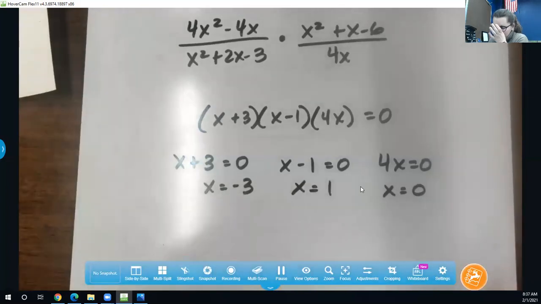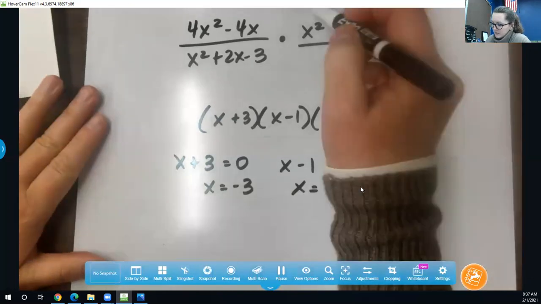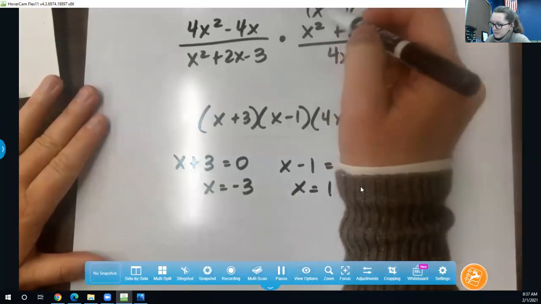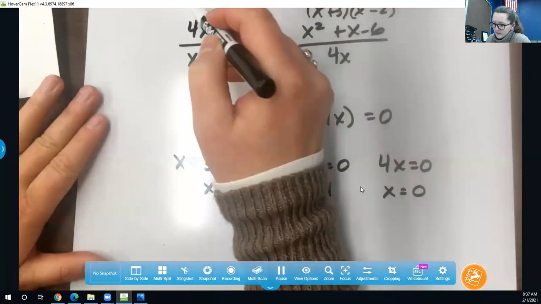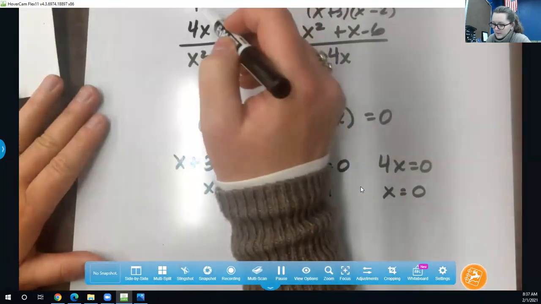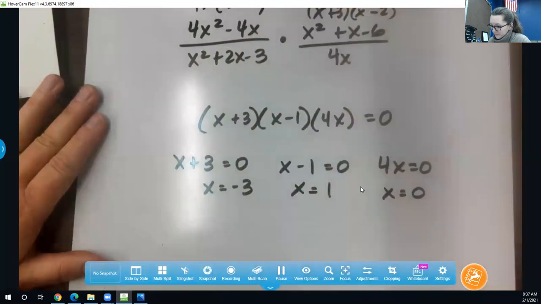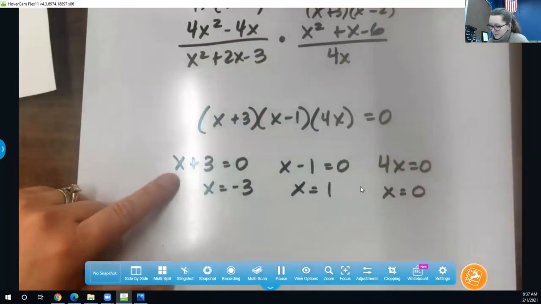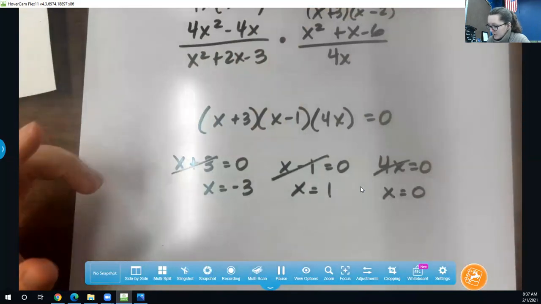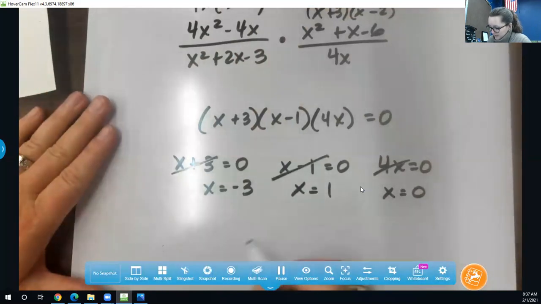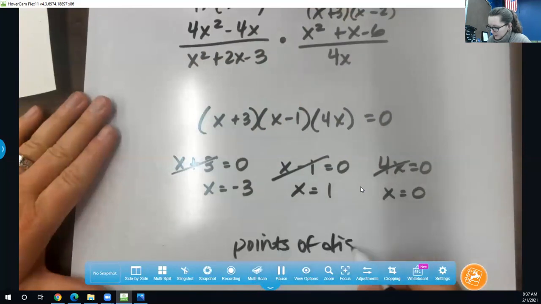So let's see what this shows us here. The ones that I could cancel, now I forgot which ones I could cancel: x plus 3, x minus 2, this was a 4x and x minus 1. Okay, so I was able to cancel this one and this, I was able to cancel them all, wasn't I? So what we're going to see is points of discontinuity here.